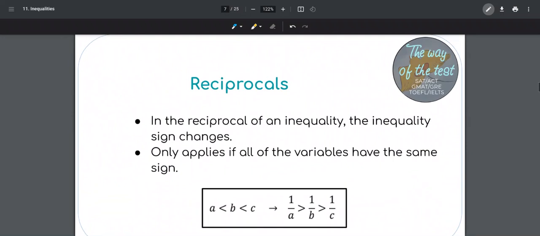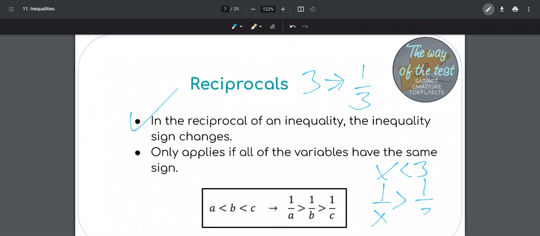Reciprocals. Now, the reciprocal of a number is basically dividing 1 by the number. So the reciprocal of 3 is going to be 1 over 3. So in the reciprocal of an inequality, the inequality sign is going to change. So for example, if x is less than 3, then the reciprocal 1 over x is going to be more than the reciprocal of 3.